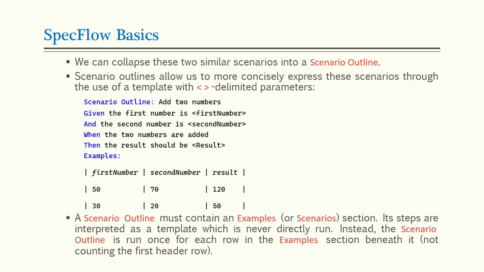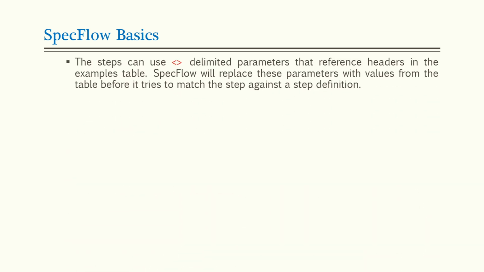A Scenario Outline must contain the Examples or Scenarios section. Its steps are interpreted as a template which is never directly run. Instead, the Scenario Outline is run once for each row in the Examples section beneath it, not counting the first header row. So this first header row will not be counted.